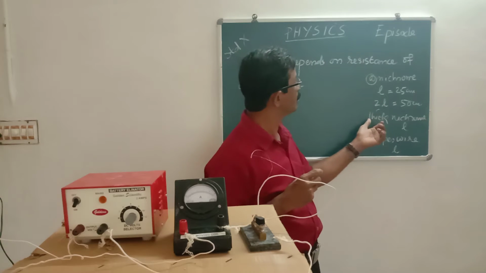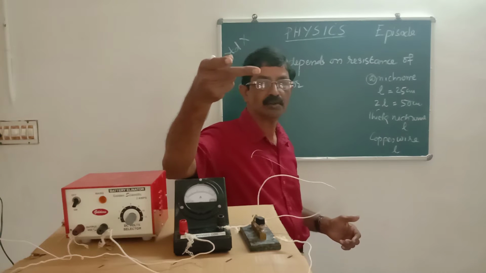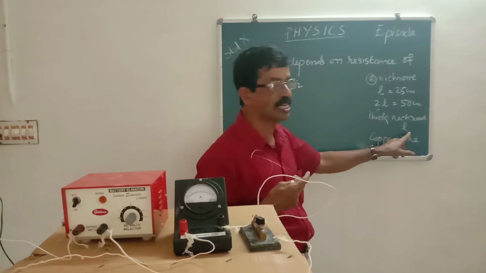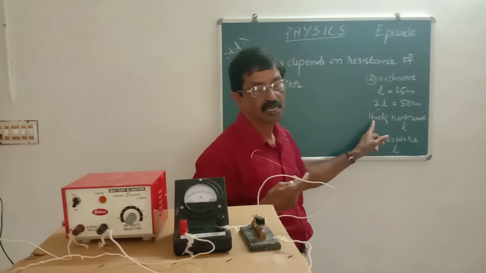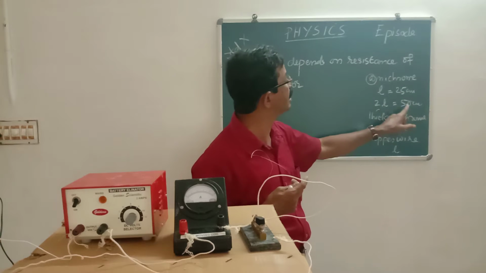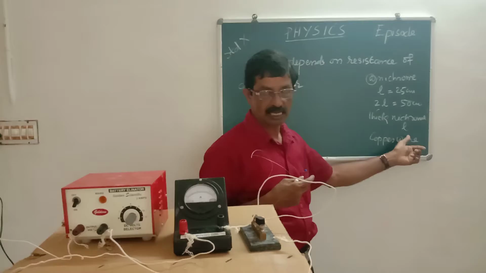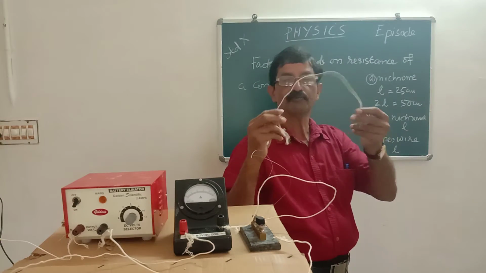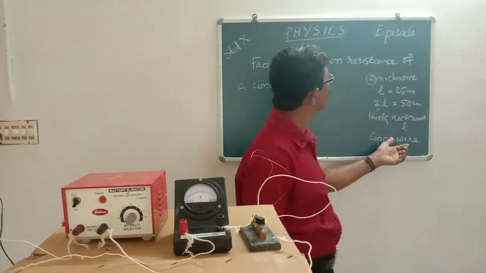Here we took another nichrome wire of thickness more than that, about double this thickness, and the length the same. That is, a nichrome wire which is thicker but of the same length as this one. Then a copper wire whose length is also 50 centimeter, with the thickness as that of this one.